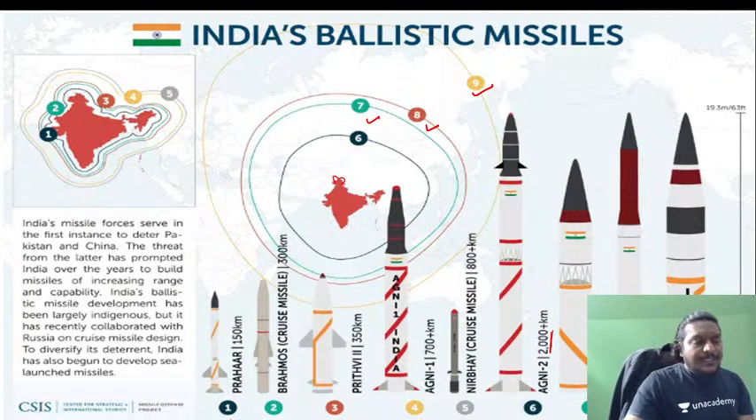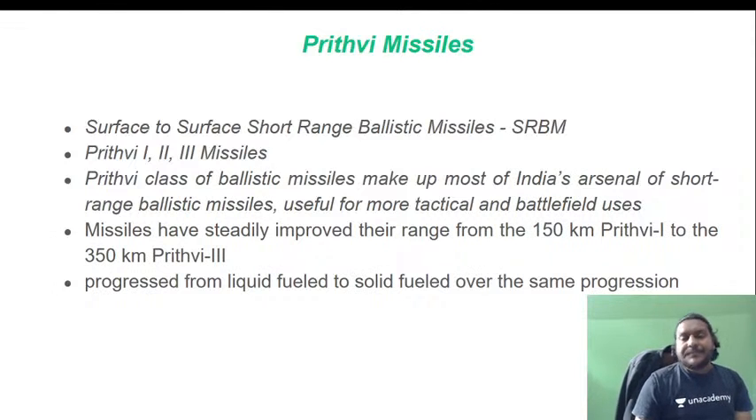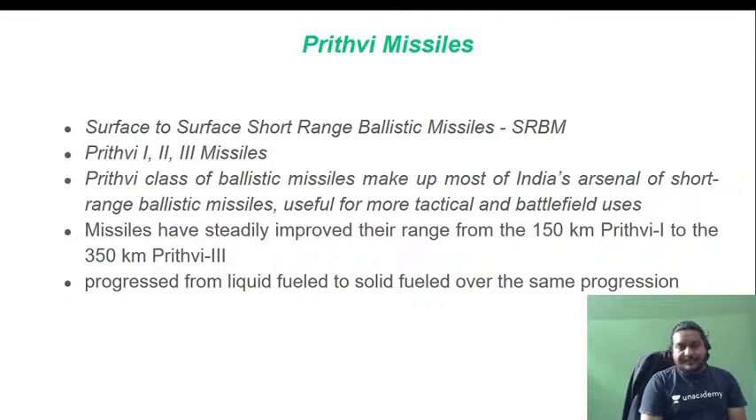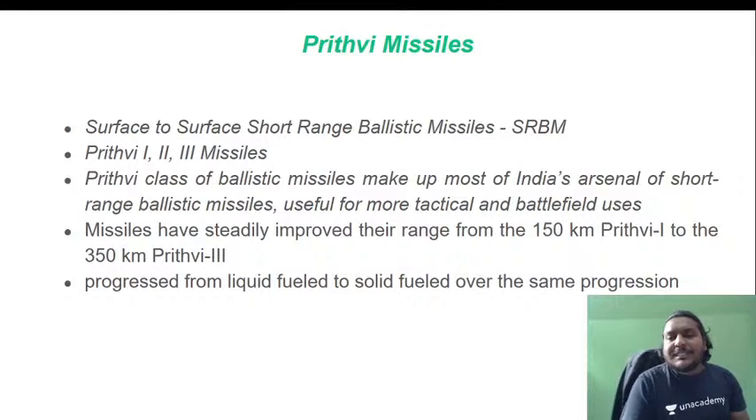Now we will be looking into these particular missiles. Firstly, our topic is the Prithvi missiles. The point I would like to mention very clearly about Prithvi missiles is that these are surface to surface short range ballistic missiles. We have Prithvi 1, Prithvi 2 and Prithvi 3 missiles. Most of the missiles that we have in India's arsenal are the Prithvi missiles.